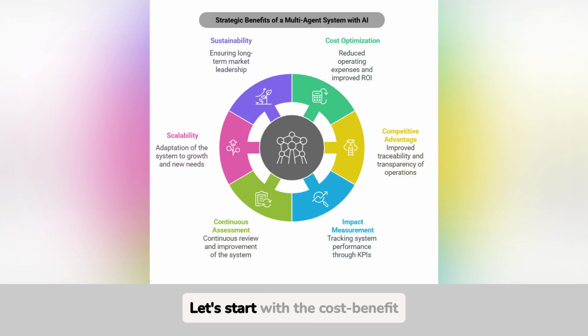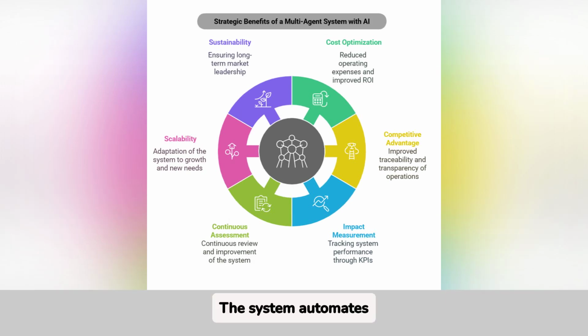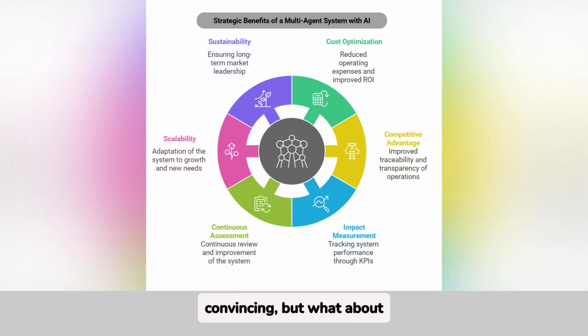Great. Let's start with the cost-benefit comparison. How does this system translate into savings and competitive advantages? The system automates repetitive tasks and reduces reliance on dedicated personnel for manual processes, significantly reducing operating costs. By minimizing errors and streamlining decision-making, rework is avoided and resources are optimized. This allows us to reallocate human talent to tasks of greater strategic value and reduce response times. It also improves traceability and transparency in operations, providing a competitive advantage over the traditional model and allowing for more efficient and profitable management.